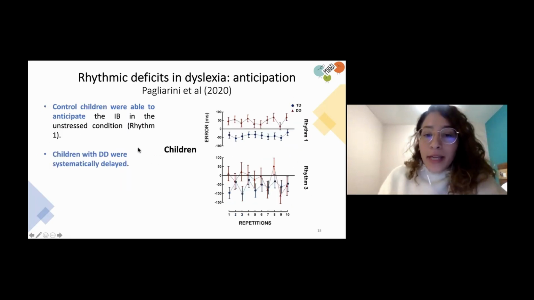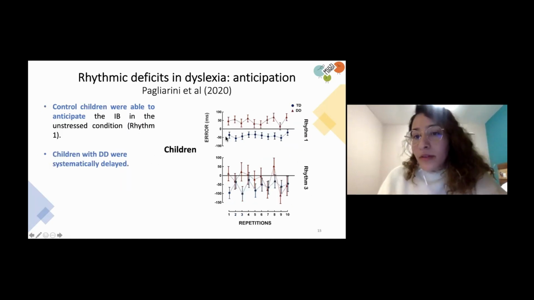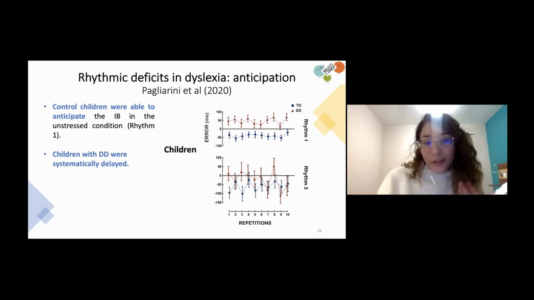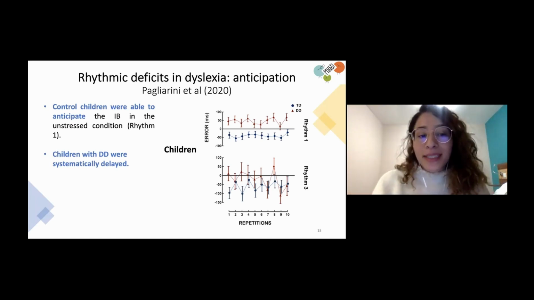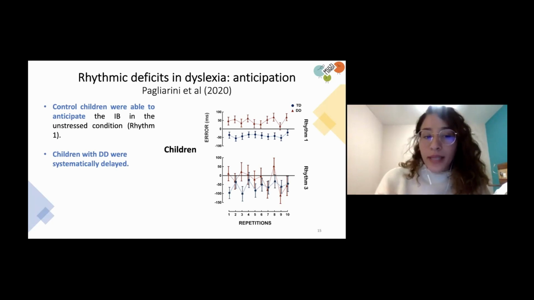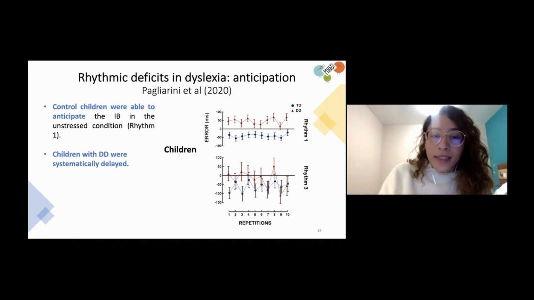A similar pattern has been observed in children, and I think it's even more clear here that typical children, which are the ones in blue, most of the time tapped before the occurrence of the imperative beat, whereas individuals with dyslexia were not able to anticipate, and they tended to tap after the beat. And this basically suggests that, again, individuals with dyslexia, adults as well as children, seem to be delayed in their anticipation abilities.